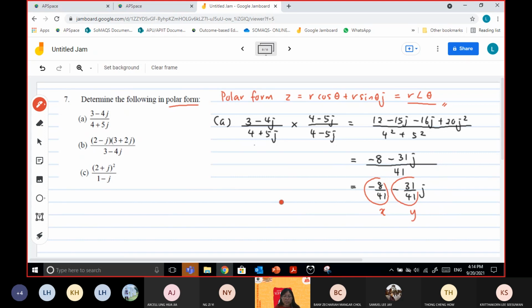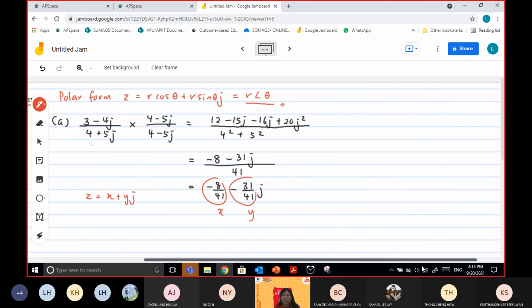Because complex numbers we can write as z equals x plus yj. Now if we want to write it in the polar form, for your recap, how to calculate r? r is the square root of x squared plus y squared. That's why I asked you to identify what is x and what is y. Then theta is the arctangent of y over x.